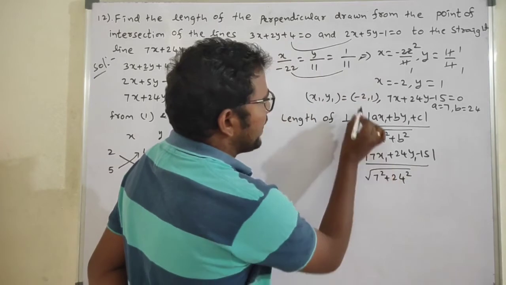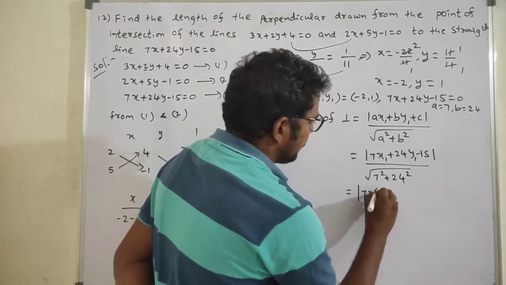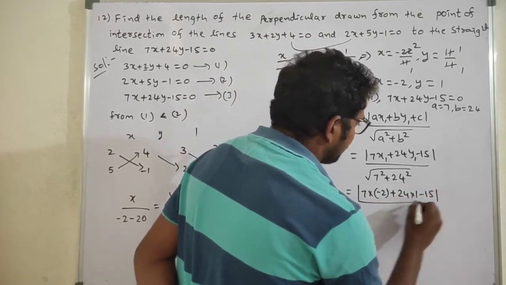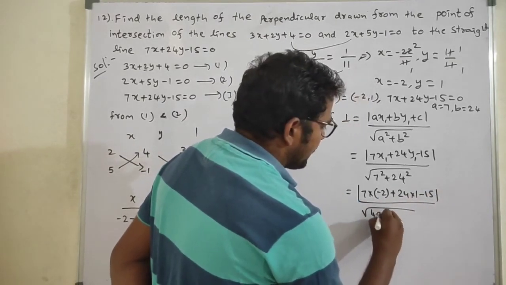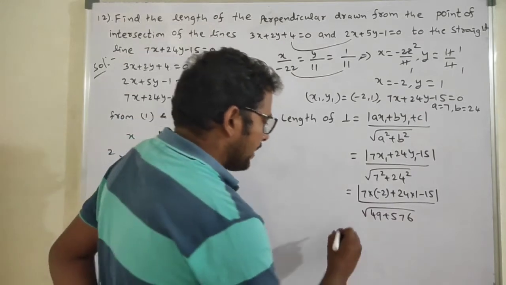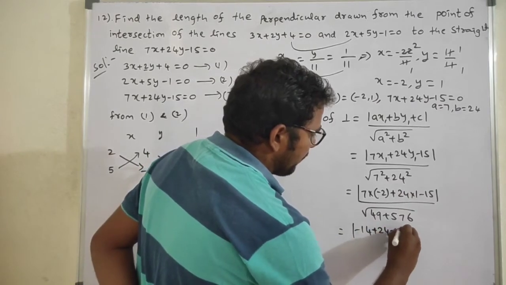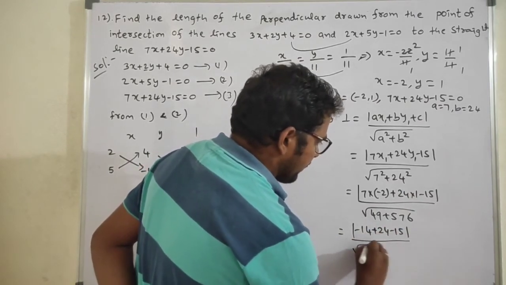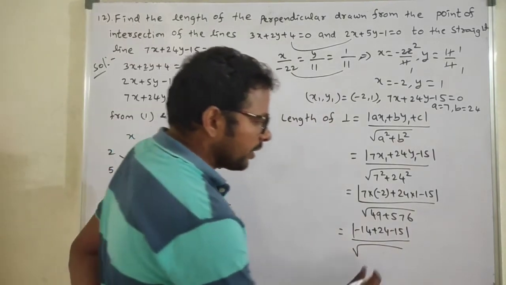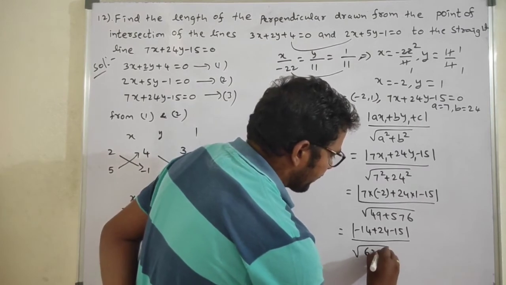Now substitute x1 value minus 2 and y1 value 1. This is equal to modulus of 7 into minus 2 plus 24 into 1 minus 15, by root over 7 square, which is 49, plus 24 square, which is 576. 7 twos are 14, so minus 14 plus 24 minus 15, by root of 49 plus 576, root of 625. Root 625 is equal to 25.